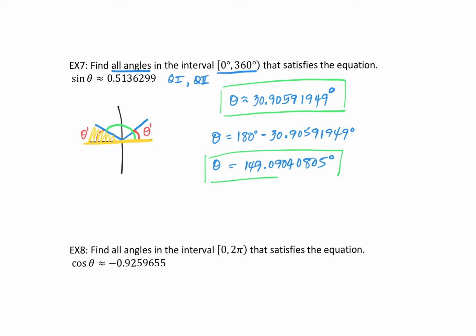Again, there are so many errors that could happen with your calculator, so you just have to make sure that the answers make sense. I know that I'm going to get angles in quadrant 1 and quadrant 2 because sine of theta is positive. So I got these two angles. 31 degrees is in quadrant 1, and about 150 would be in quadrant 2, so I'm actually okay. So let's try another one. Let's do example 8.